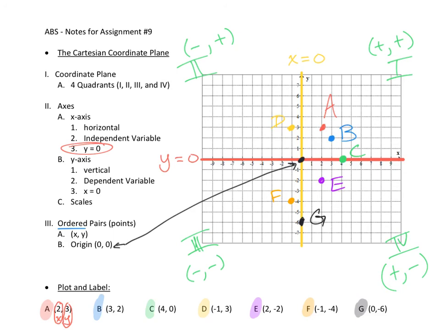All right, everybody, that is the notes for assignment 9, or baby steps in graphing. And I will link the next video for this set of notes where I will cover how to graph linear functions or linear equations with 2 variables. Good luck.